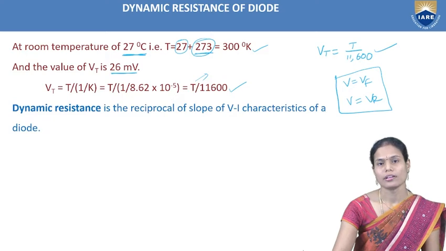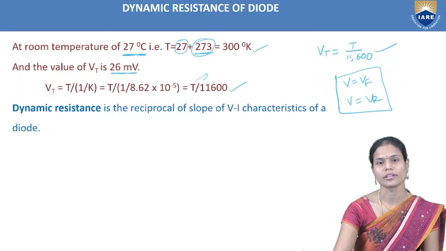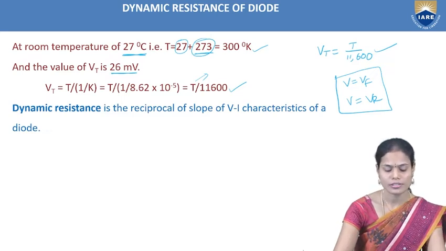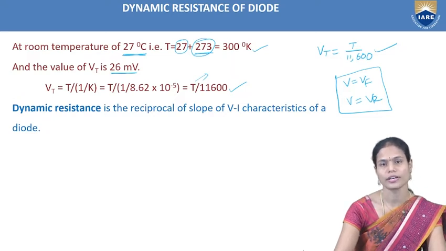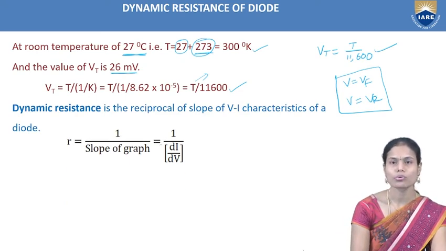And next, in the diode, we are going to calculate the diode current equation problems as well as the static resistance and dynamic resistance of the diode. Here dynamic resistance is nothing but the reciprocal of the slope of the VI characteristics of the diode. From the slope of the VI characteristics we will calculate the resistance of the diode. So we write R equal to 1 by slope of graph, that is 1 divided by the variation of the current with respect to the variation of the applied voltage.